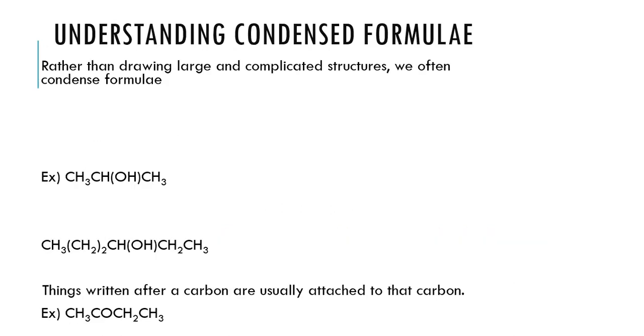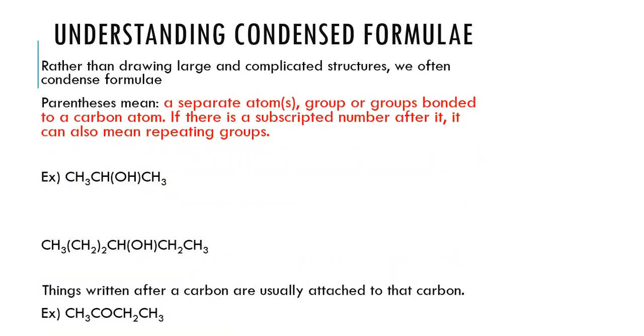Now, these structures can get really large and really complicated, so a lot of times rather than drawing out giant structural formulas, we condense them. So you'll see parentheses a lot. Parentheses usually mean a separate atom or atoms, group or groups that are bonded to a carbon atom. If there's a subscripted number after it, it sometimes can mean a repeating group. I'm going to show you a couple of these that are condensed and then written out. In the first example, it has an OH in parentheses. That means it's bonded to the previous carbon. So it would look like that.